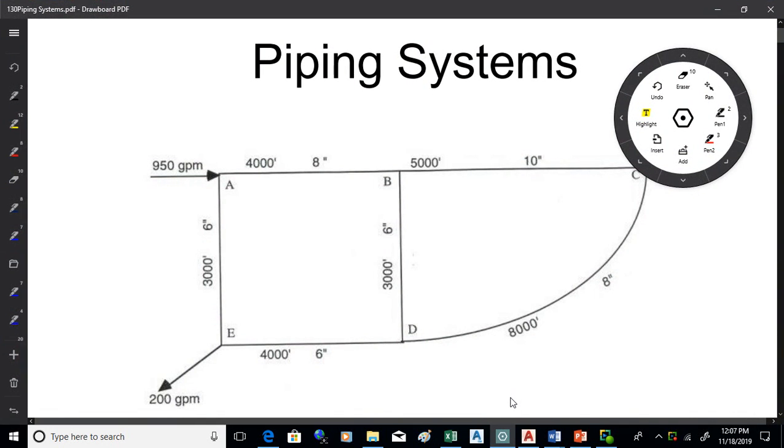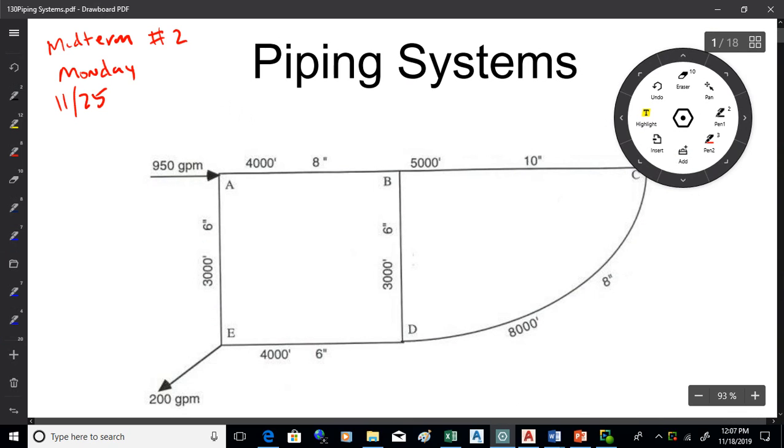All right, so we're looking at a second midterm. It'll be on Monday, the 25th, I think it is. And that'll start on chapter 9, I believe, which is Q equals VA and flow and that kind of stuff.